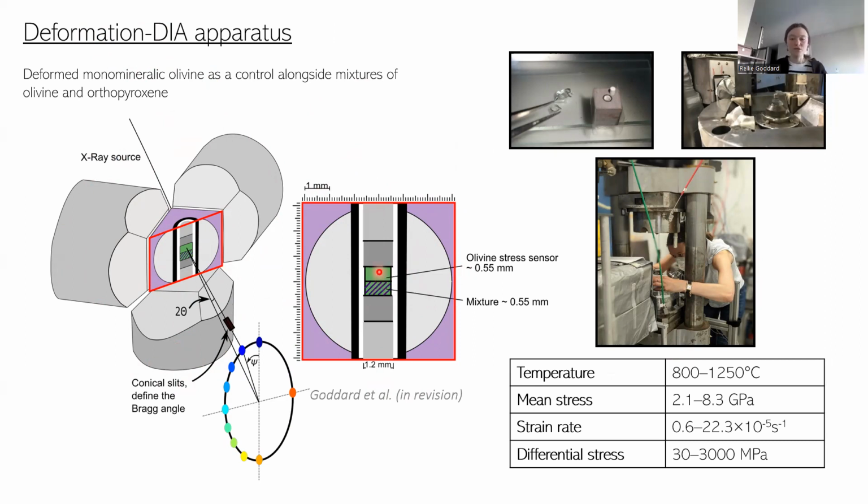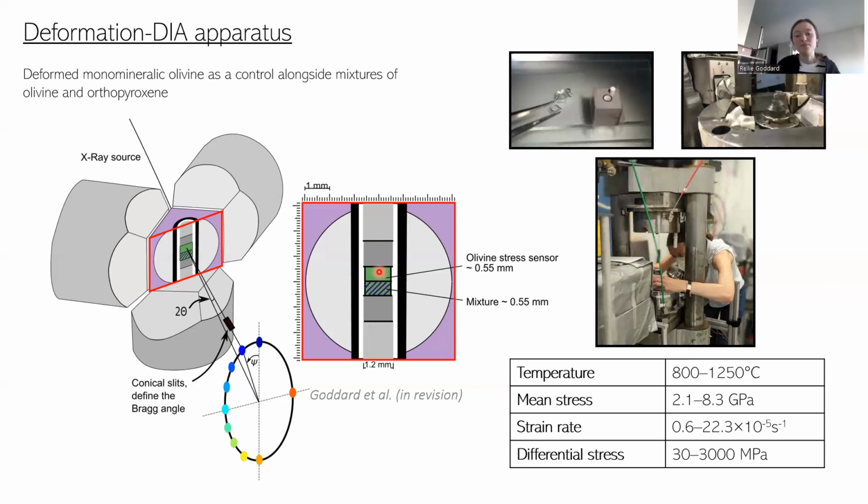And the reason we have 2 samples is because we want to have a control experiment, which is monomineralic, along with our mixed experiment, which is made up of 2 minerals, in this case olivine and orthopyroxene, one that's used in the original calibration and one that hasn't been used in the calibration of the piezometer.